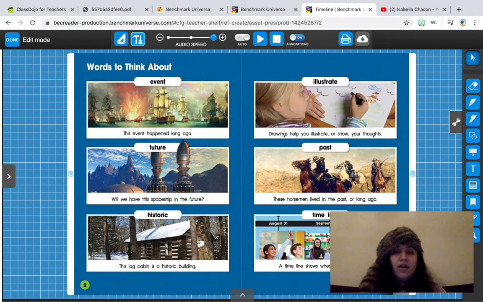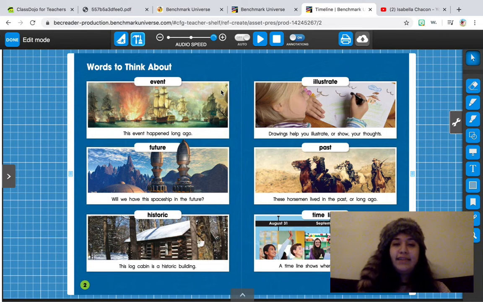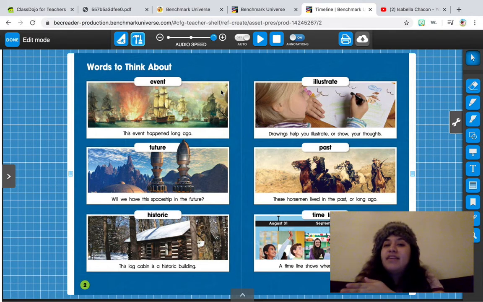So let's get started. Okay, words to think about. Event. So here's event. Say event. Event. This event happened long ago. Now, an event is something that happened. So an example of an event is, remember when we all went to see the Velveteen Rabbit and we went on a field trip? That field trip is an event because it happened. So an event is anything that happened that you have to put on your timeline. So that's what an event is. Event.